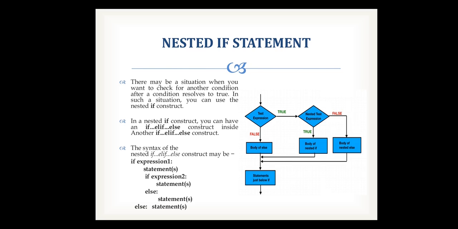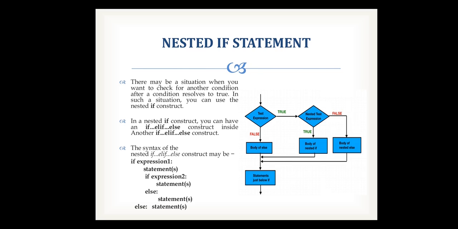We are first checking the test expression. If it is true, then we go for the nested test expression. If the nested test expression is true, then we go to the body of the nested if, and after that we come to the statement just below the first if. If the nested if expression is false, then we execute the body of the nested else, and afterwards we also come to the statement below the if statement. If the first if is false, then it directly goes to the body of the else, and directly executes the statement just below the first if.